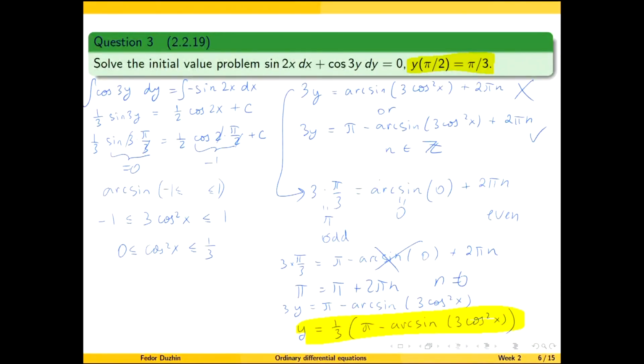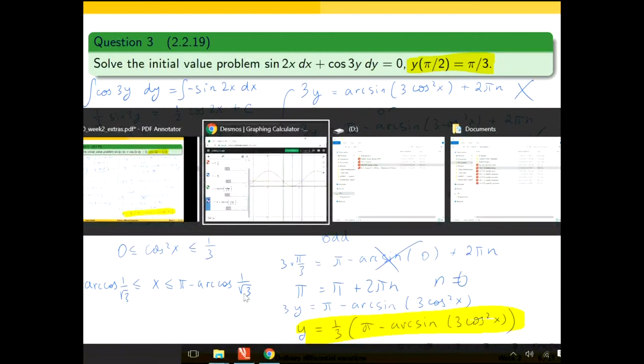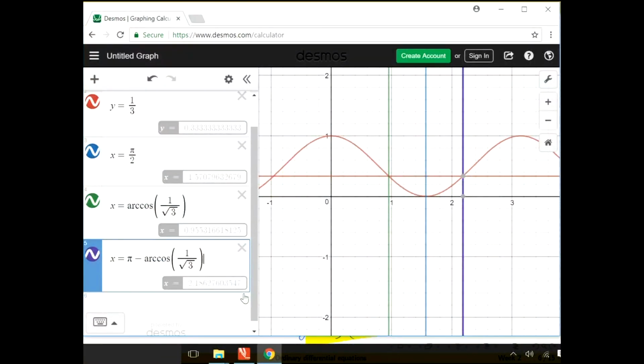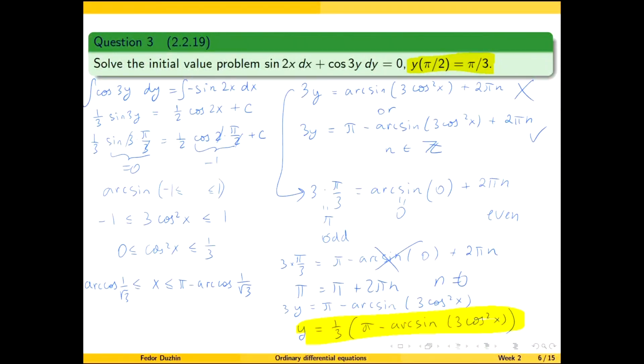So let me just write it out. So it means that x itself has to be bigger than inverse cosine of 1 over square root 3 and less than pi minus inverse cosine of 1 over square root 3. And this is kind of the second part of the answer. So the full answer is the formula plus the interval in x where the formula is defined.